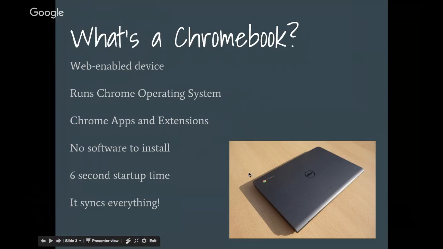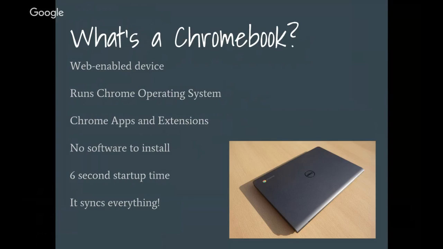But basically the way you know that a laptop is a Chromebook is you will see that little Chrome icon there on the top of the laptop, and that will tell you that it is a Chromebook and runs off the Chrome operating system. It is a web-enabled device, so you are able to get on the internet. Some people think a Chromebook is not like a laptop and you can't do everything on a Chromebook that you can do on a laptop, and that's just not true. I mean, there are some things that you can't do.